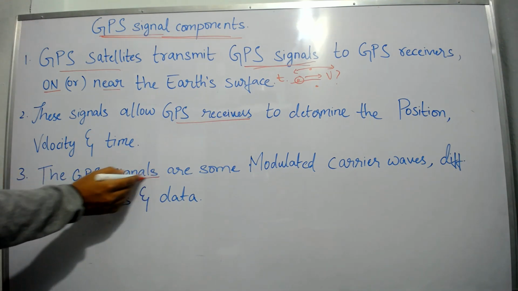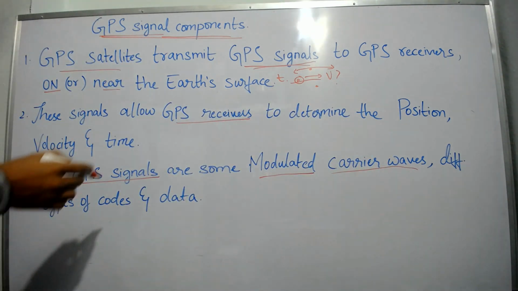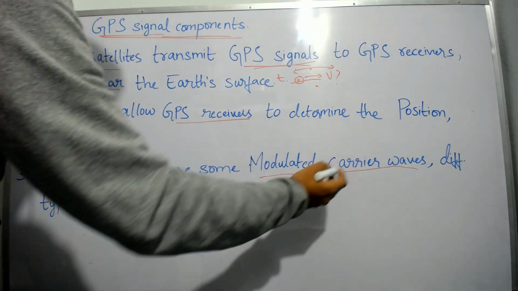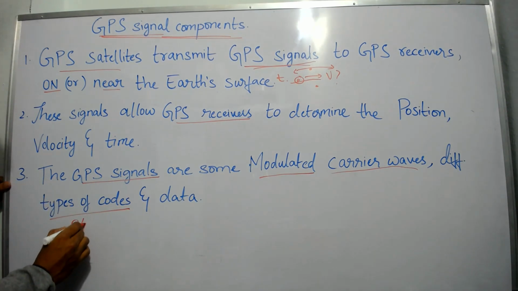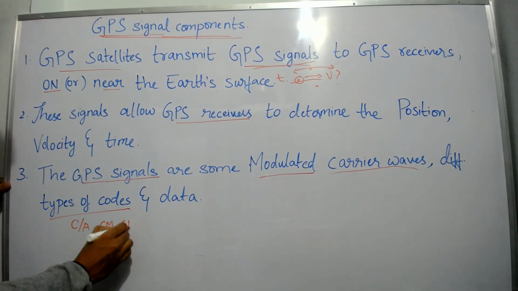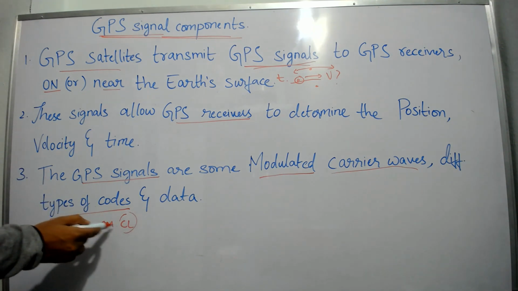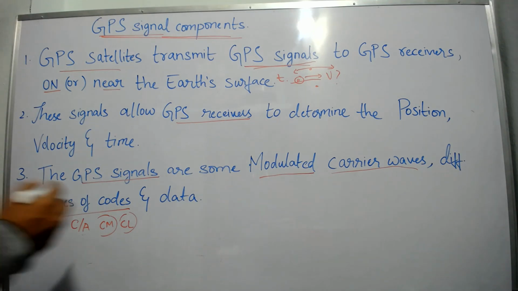GPS signals are some modulated carrier waves, different types of codes, and data. The GPS signal has modulated carrier waves and it has types of codes. It has the C/A code, CM code, CL code, and so on, as well as data. I'll explain all about these codes in future classes. I'll explain briefly about the CL code, CM code, C/A code, and you also have the P(Y) code.